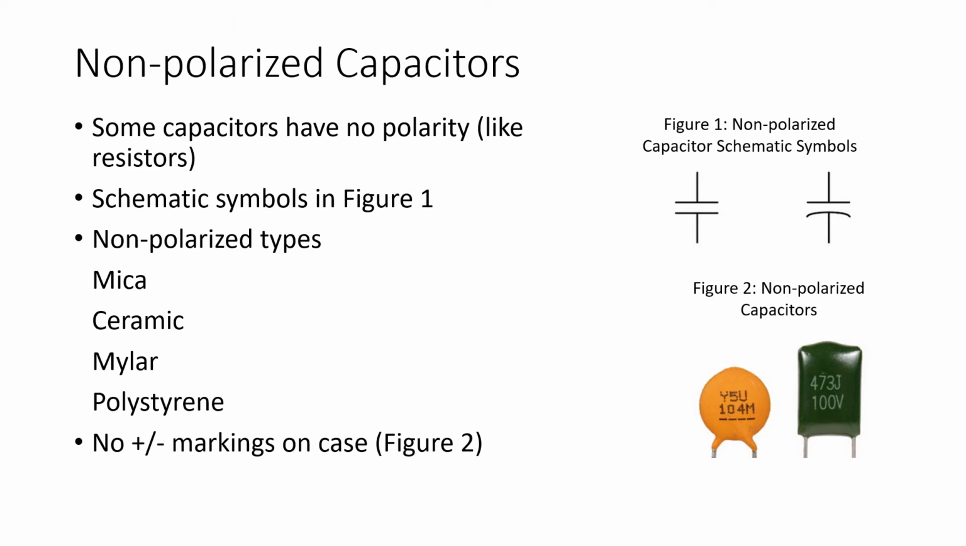Now, the types of dielectrics that are used to construct non-polarized capacitors are mica, ceramic, mylar, polystyrene, and other dielectrics. But you notice looking at the capacitors in figure 2 that we see no positive or negative markings on the cases of the capacitors. So from this, we can infer that there is no polarity to these capacitors, that they can be inserted in the circuit in either direction.